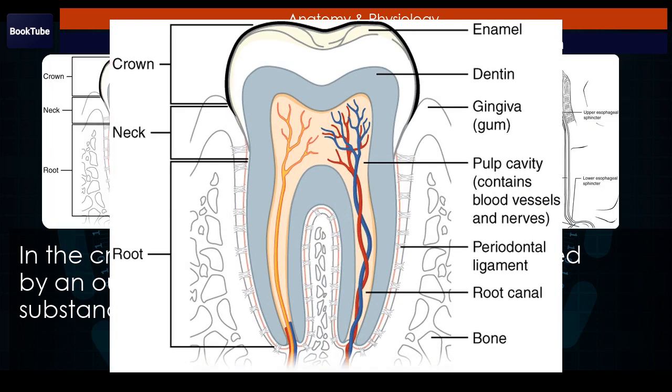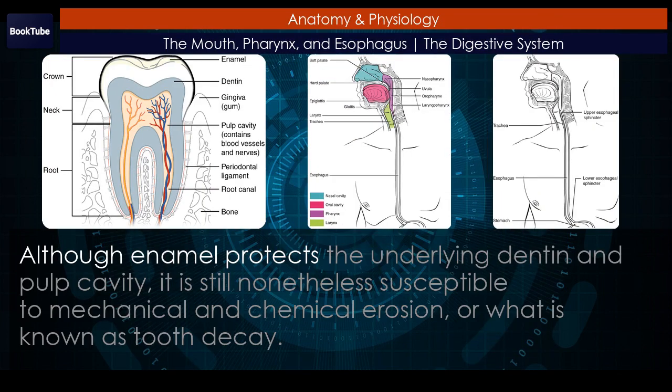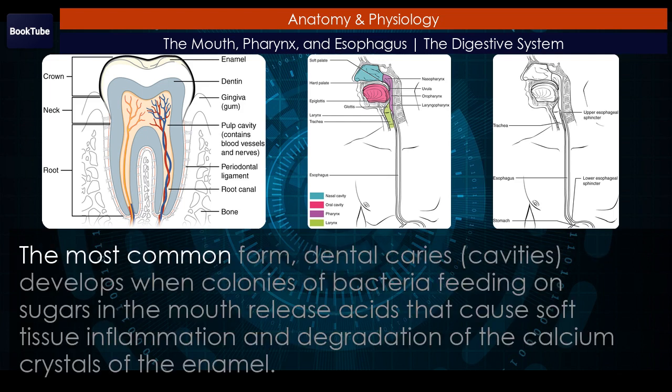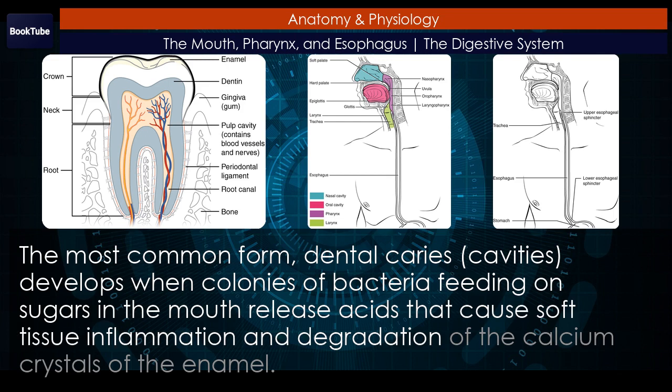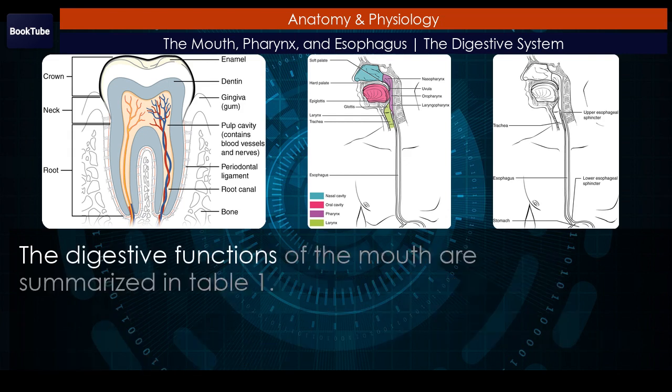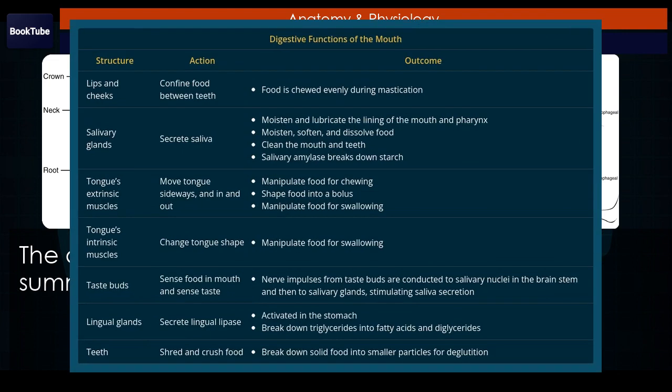the body. Figure 5. Although enamel protects the underlying dentin and pulp cavity, it is still nonetheless susceptible to mechanical and chemical erosion, or what is known as tooth decay. The most common form, dental caries, or cavities, develops when colonies of bacteria feeding on sugars in the mouth release acids that cause soft tissue inflammation and degradation of the calcium crystals of the enamel. The digestive functions of the mouth are summarized in Table 1.